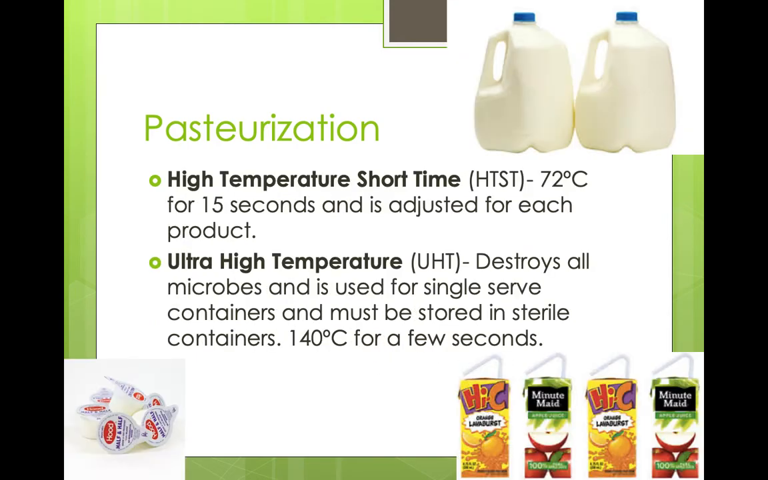Now, there's two different types of pasteurization. And each of them has their own use depending on the intended shelf life of the product that you're pasteurizing. So the very first type of pasteurization is called high temperature short time, 72 degrees Celsius for about 15 seconds. And you adjust it to a higher or lower temperature, shorter or longer time, depending on what you need to sterilize or how much of it you need to sterilize or pasteurize.